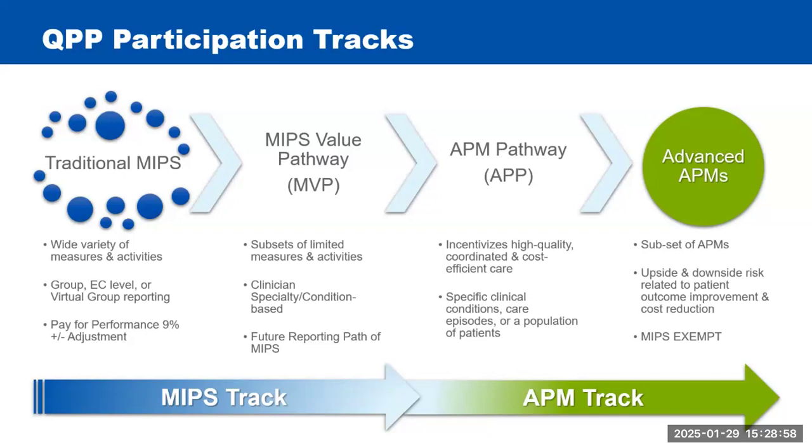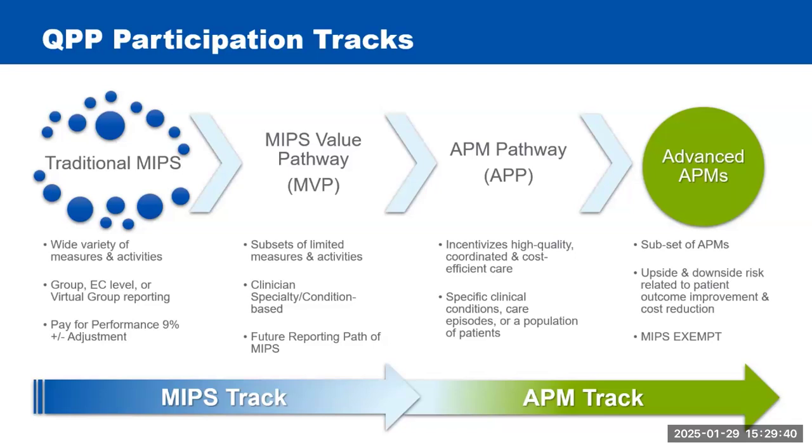So just a quick overview of the Quality Payment Program and the participation tracks. We are currently in this traditional MIPS phase, and this is where the program started in its inception in 2017. Now we have seen the introduction of MIPS Value Pathways; 2023 was the first year of performance. So we're actually right now finalizing our second year of being able to report in MIPS Value Pathways. These are more of a streamlined measure set around a specific type of clinician, practice, scope of care, or a patient condition or episode of care.